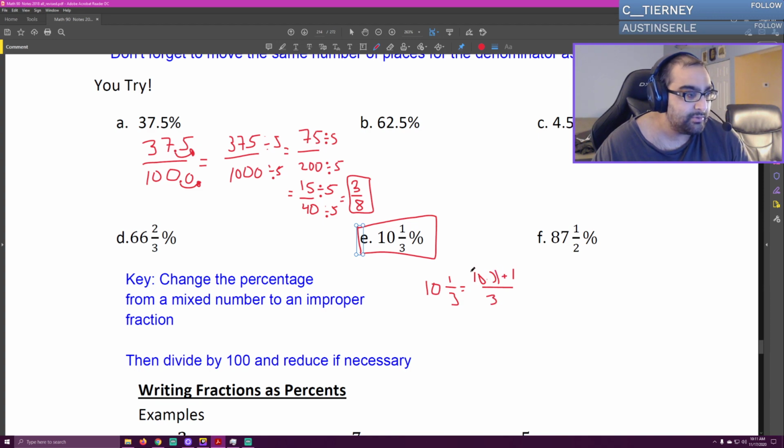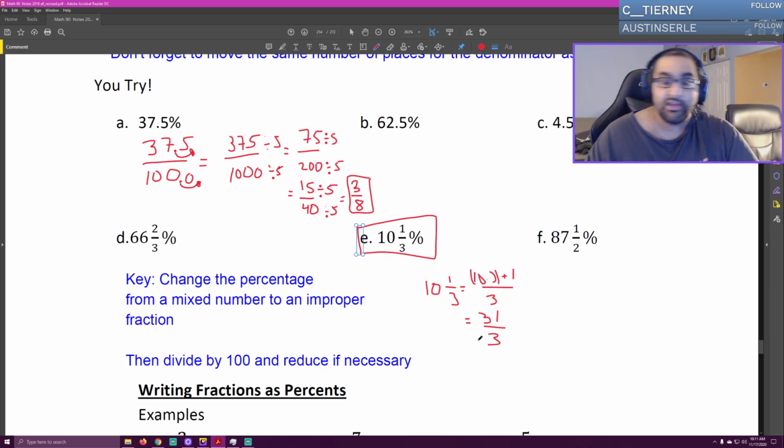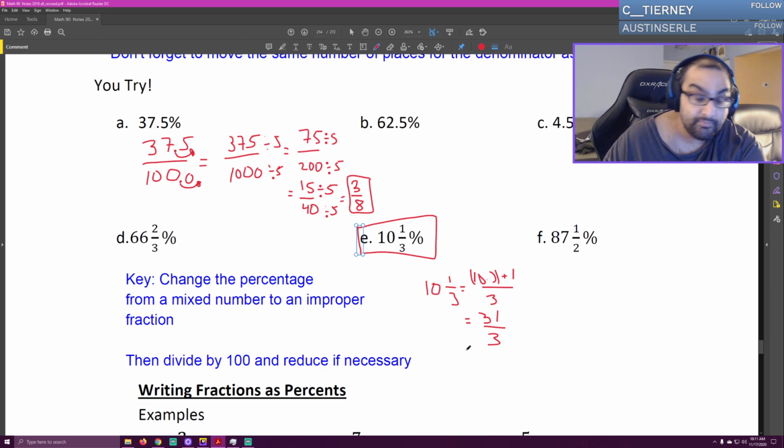So that's exactly what I'm going to do here. Just like we did before when we talked about fractions, I'm not going to do anything different here. So I have 10 times 3, which is 30, plus 1, which is 31. So here I'm going to have 31 over 3 as my improper fraction.